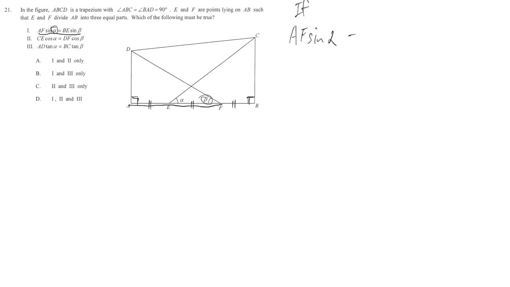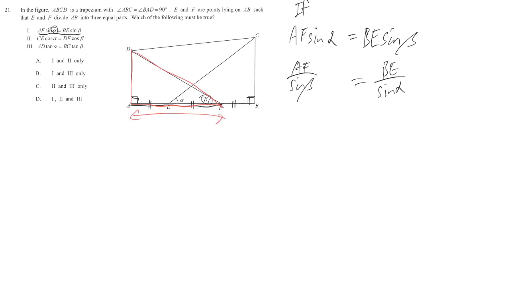If we just simply think it is correct, then what will happen? Then we can compare AF over sine beta with beta, and then compare BE with sine alpha. So it makes sense now. For beta, we are comparing AF and beta. For BE, we are comparing BE with alpha. So then we can brainstorm what will happen next.